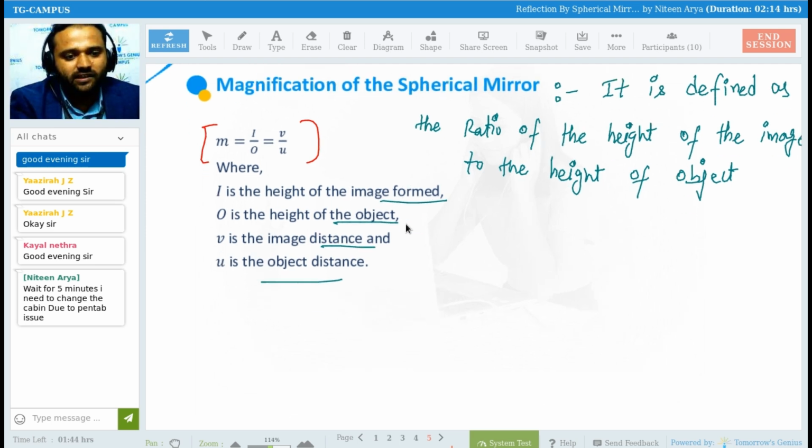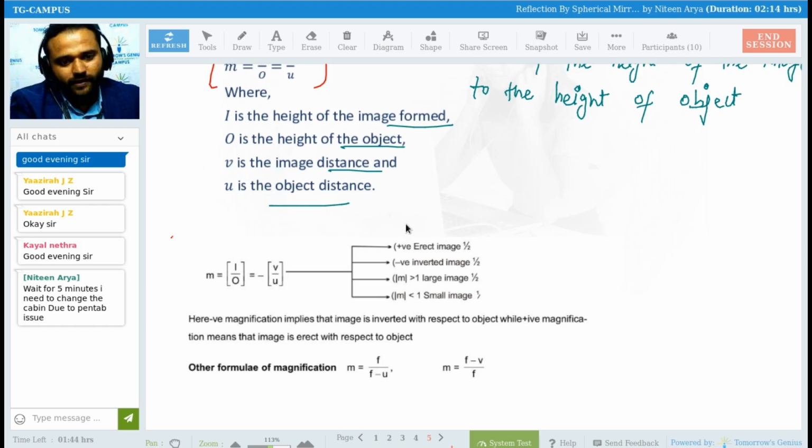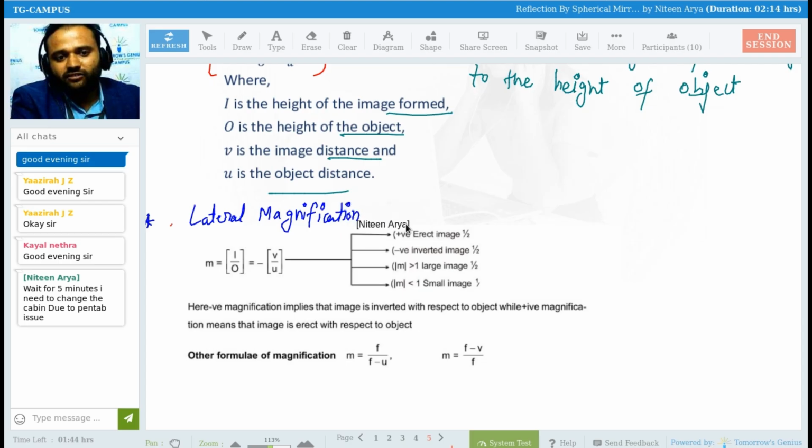This magnification is generally known as lateral magnification. Lateral means linear. There is one more type of magnification we have, known as areal magnification. So this is your important thing. Lateral magnification. Lateral means in one direction. What is the meaning of this?